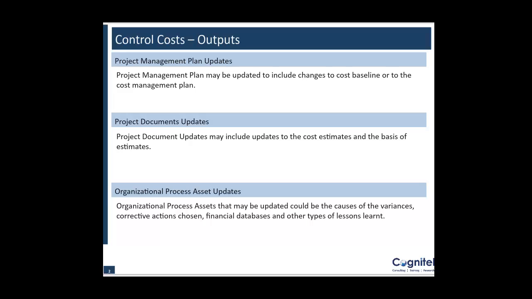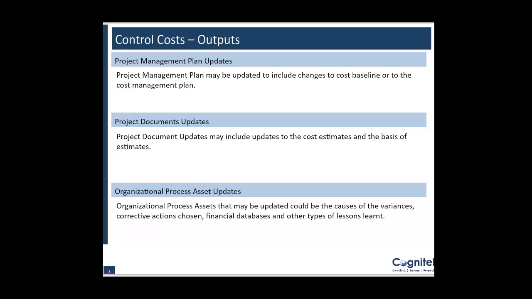And then OPA updates. Organization process assets, if you remember, are assets specific to an organization. For example, any project management plan template unique to your organization, or any estimation template, or any checklist which you have prepared. When you're doing the monitoring and controlling control cost process, you might figure out that your checklist needs some additional points, or your estimation template needs some additional fields. So you'll have to update the organization process assets. That is what OPA updates are all about.